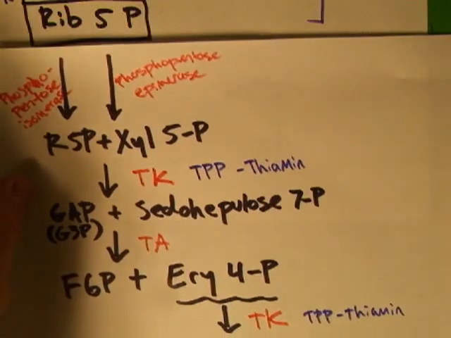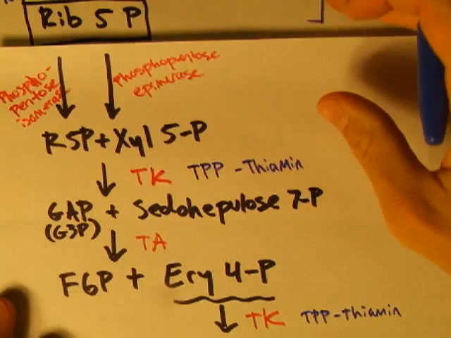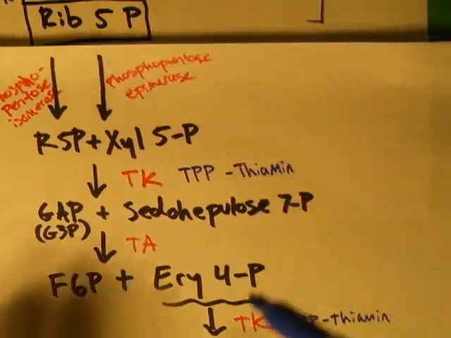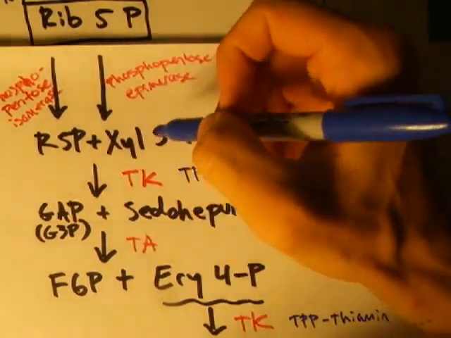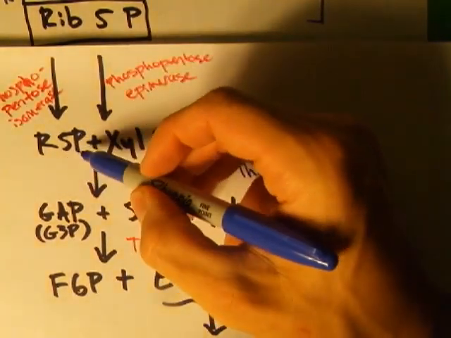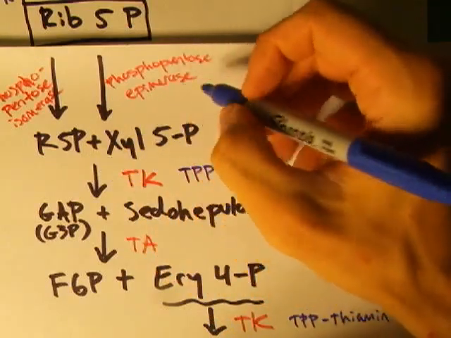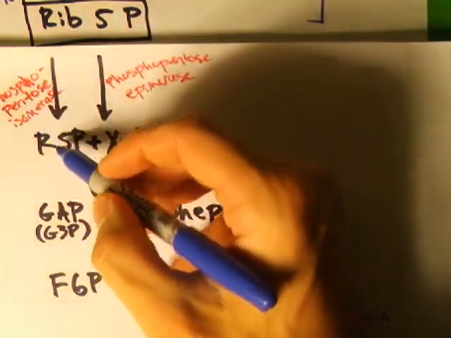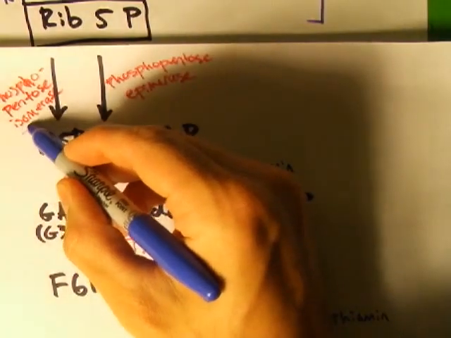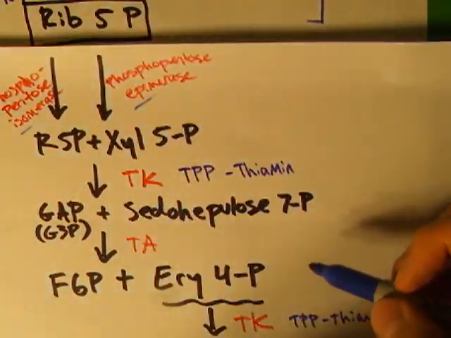So after the oxidative phase, you have the non-oxidative phase. This oxidative phase will happen several times, and so you have several ribulose 5-phosphates. And from that ribulose 5-phosphate, you can make 2 things. You can make ribose 5-phosphate or xylulose 5-phosphate. The enzymes sound very similar. They're both phosphopentose, but to make ribulose into ribose, it's isomerase, and to make ribulose into xylulose, it's epimerase.